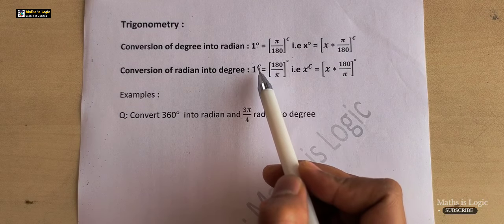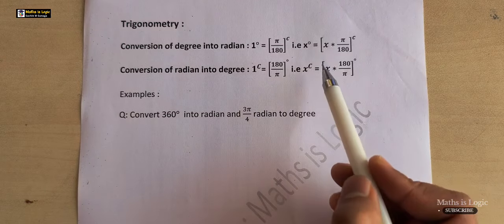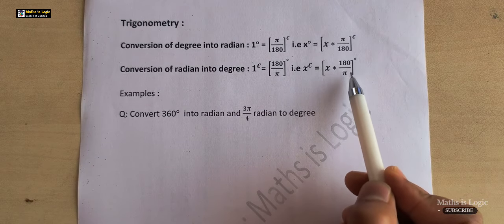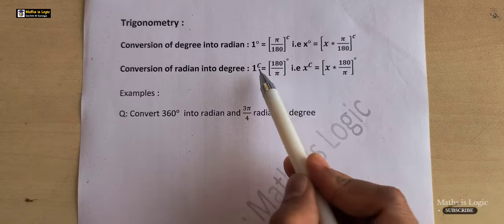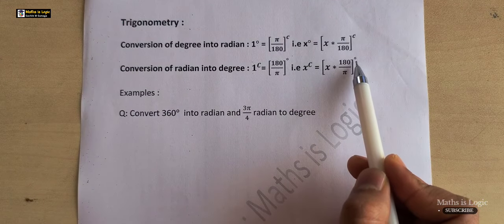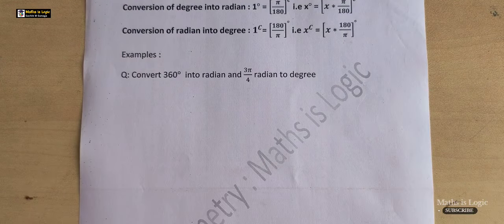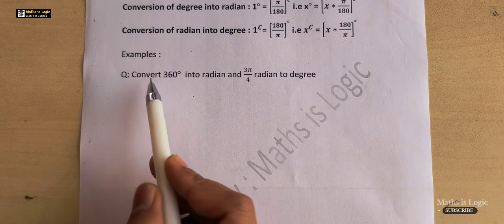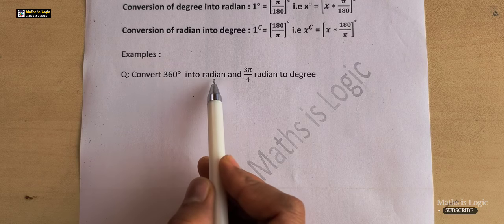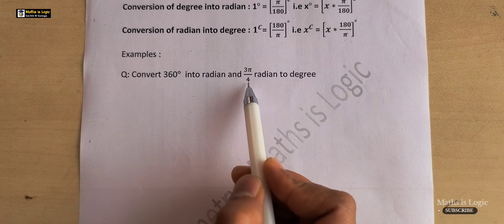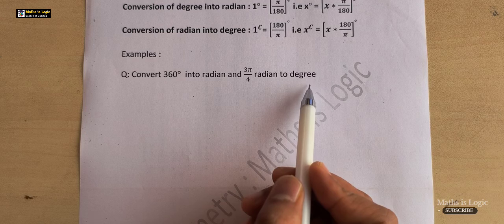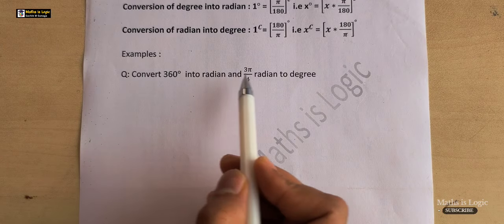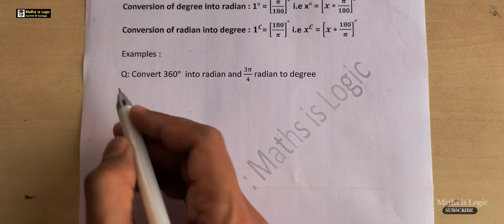Similarly, if you want to convert radian into degree, for that given radian multiply by 180 divided by pi. Then this radian will convert into degree. Now let us see the examples. See how they will ask the question. Convert 360 degree into radian and 3 pi by 4 radian into degree. That means we need to convert 360 degree into radian and 3 pi by 4 radian into degree.